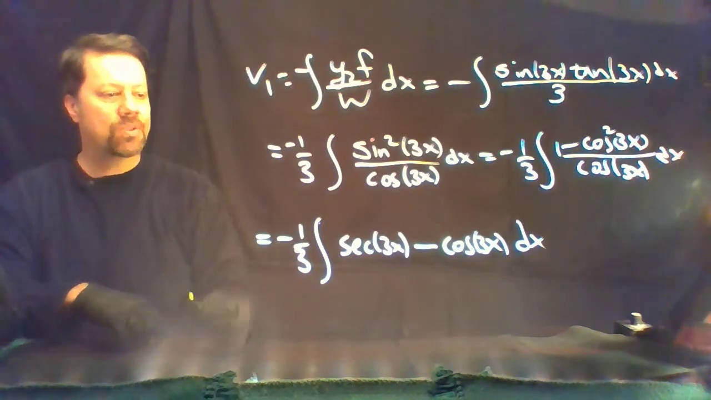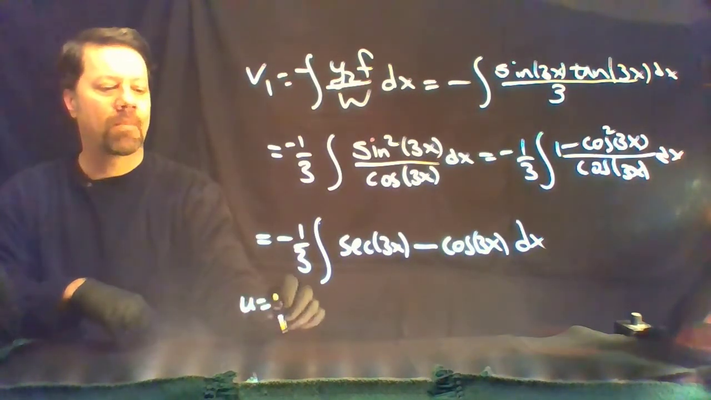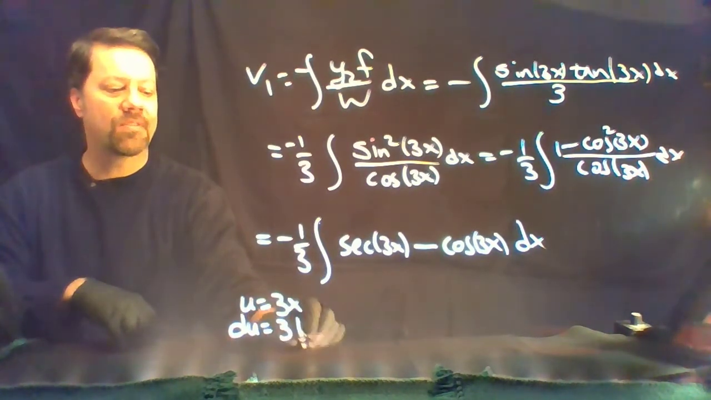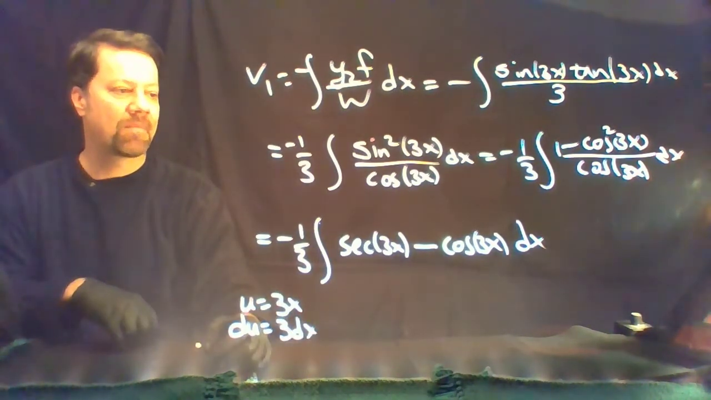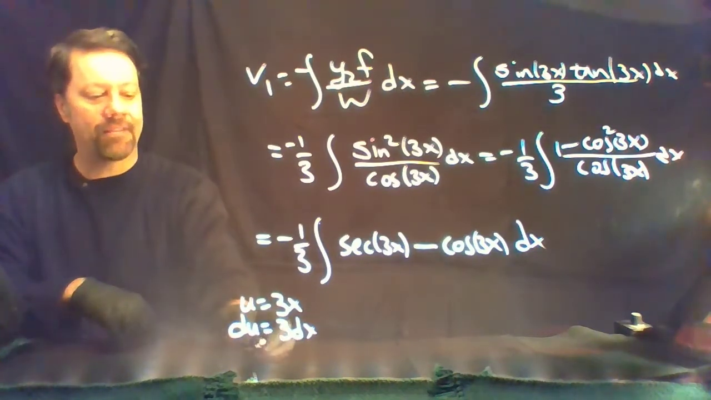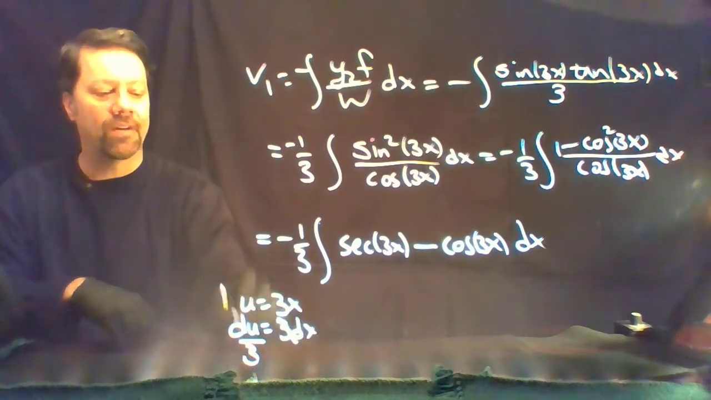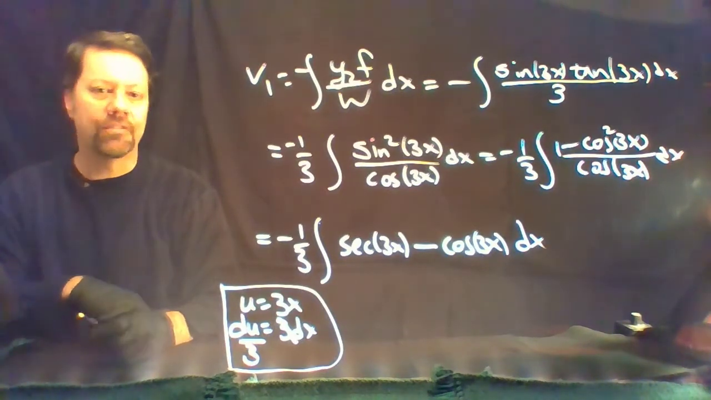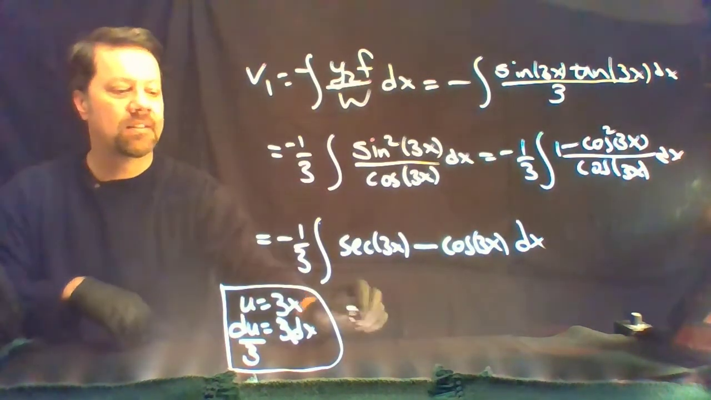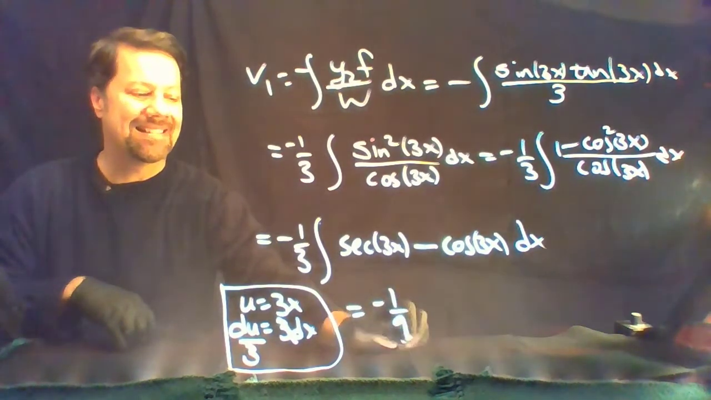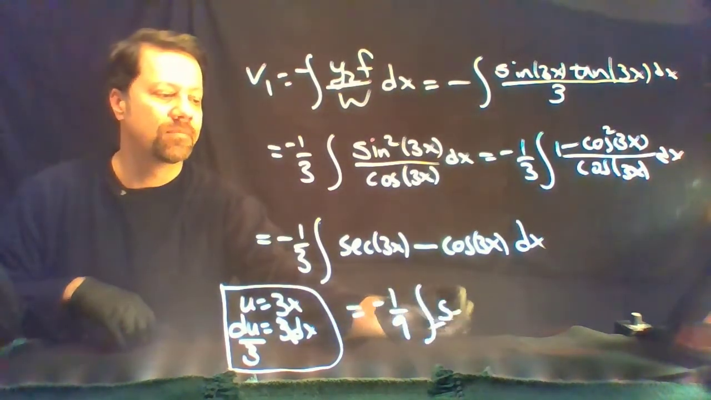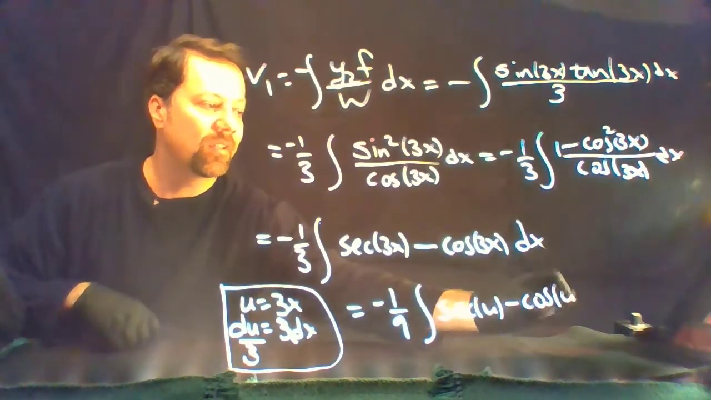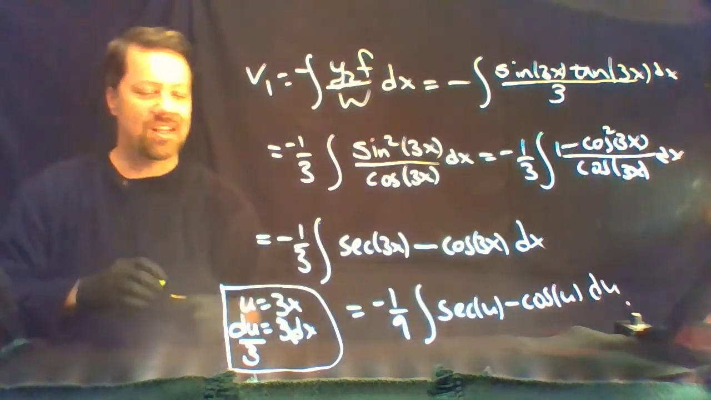Let's do a u substitution. If u is 3x, then du is 3 dx. We don't happen to have a 3 lying around, so I'm going to divide that 3 off, and we'll have an additional factor of 1/3 when we integrate. We'll have minus 1/9 the integral of secant of u minus cosine of u du.